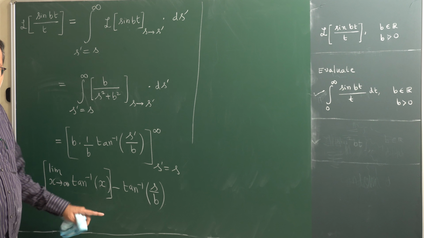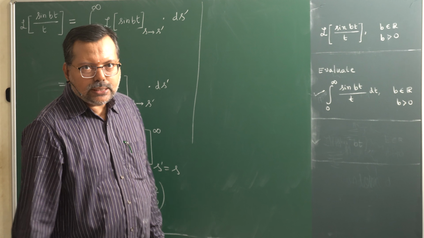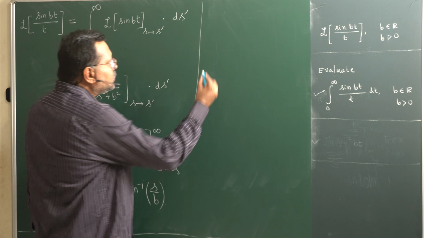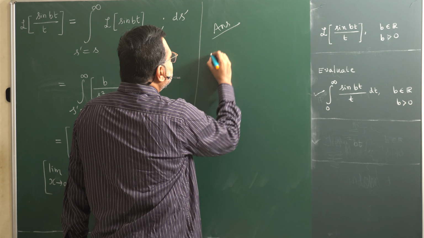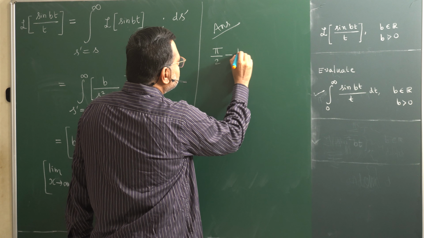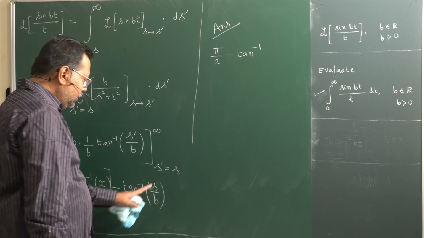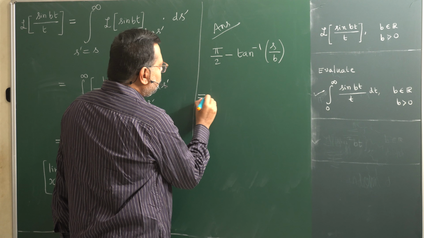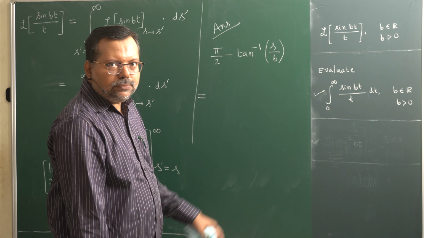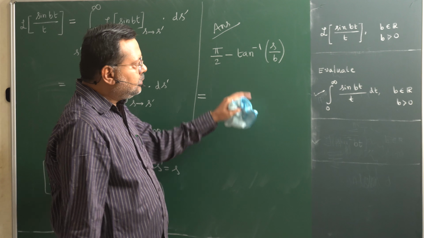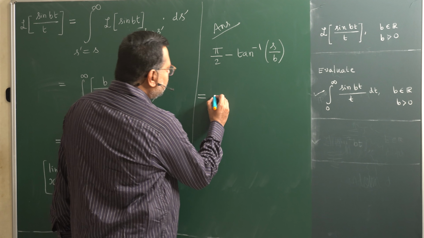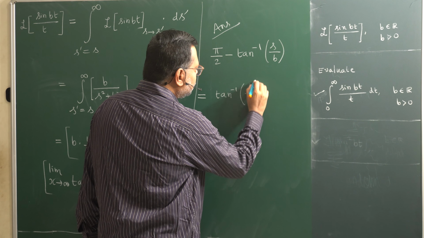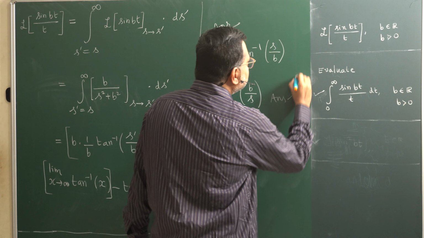That is the meaning of tan inverse of infinity, and you already know that pi by 2 is the answer. So the answer is pi by 2 minus tan inverse of s by b. You can leave it here; this itself is the answer. But if you know a little bit of very elementary trigonometry, then you can write this as tan inverse of b by s, inverted. And this is the answer to this question.